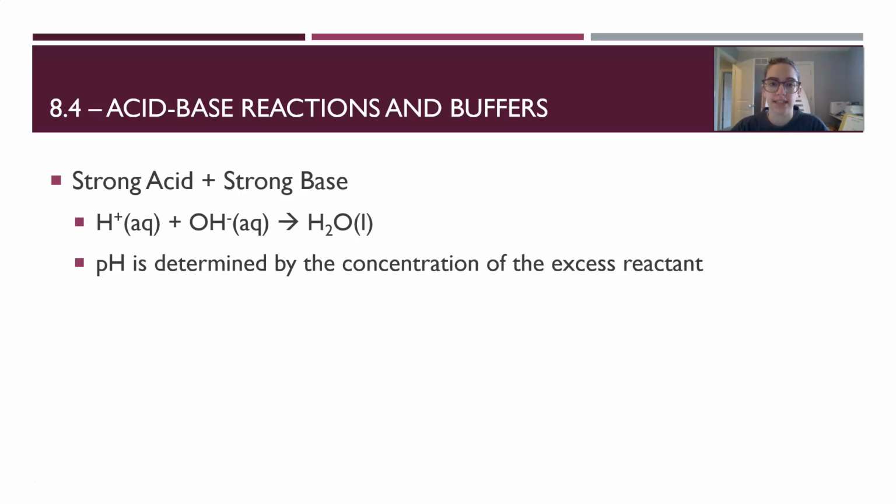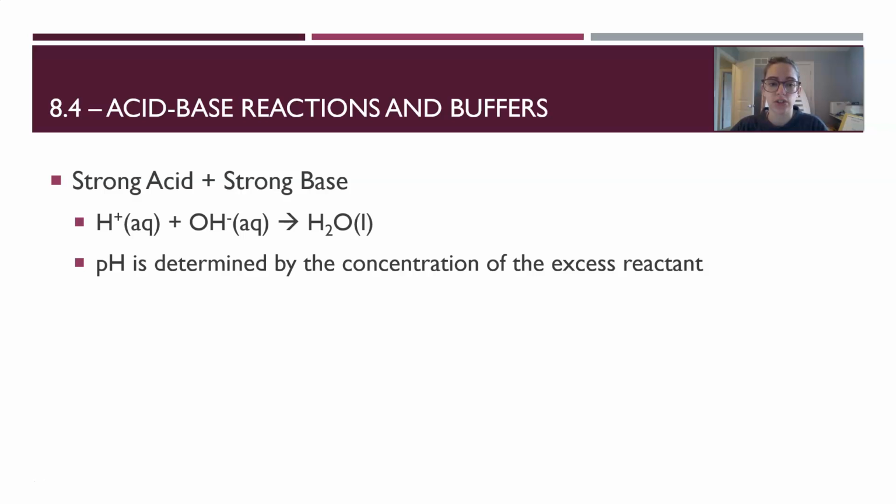The first one we're going to look at is the combination of a strong acid and a strong base. So remember, strong acids and bases completely ionize or completely dissociate in solution. So that means our strong acid is going to completely turn into its hydrogen ion and its corresponding anion. And the base is going to turn into the hydroxide ion and its corresponding cation. The anion and cation from the acid and the base are going to be spectator ions. They're not going to react. So we simply end up with the hydrogen ion reacting with the hydroxide ion to form water.